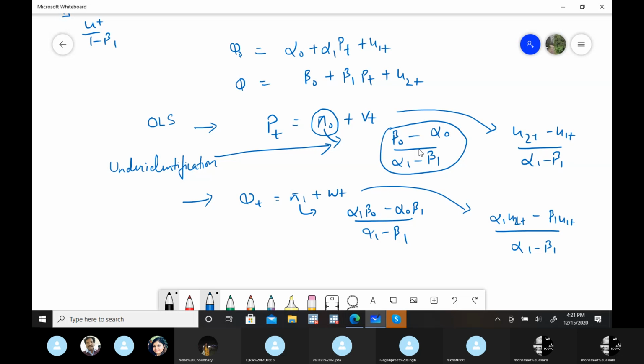Anyone, any doubt? For this equation, if you have a doubt, it's just that these two are equal, right? It is just that this equation equals this equation, and you will get this reduced form of equation. Same for the quantity case. Is it clear? Under identification.